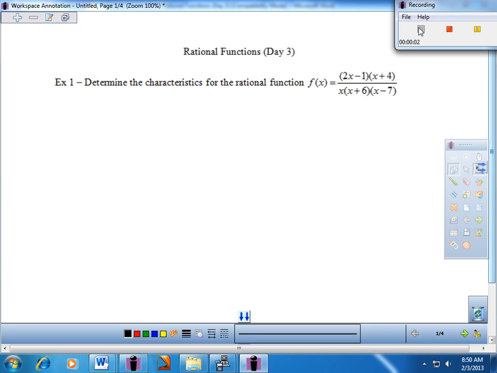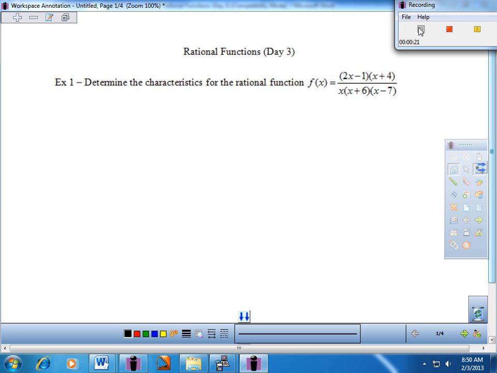Welcome. The title of today's notes worksheet is Rational Functions, Day 3. This lesson represents for us just the culminating piece to rational functions, to be able to wrap up some of the algebra that we've been looking at, and also maybe take a look at a couple good applications along the way. So why don't we go ahead and start it out.